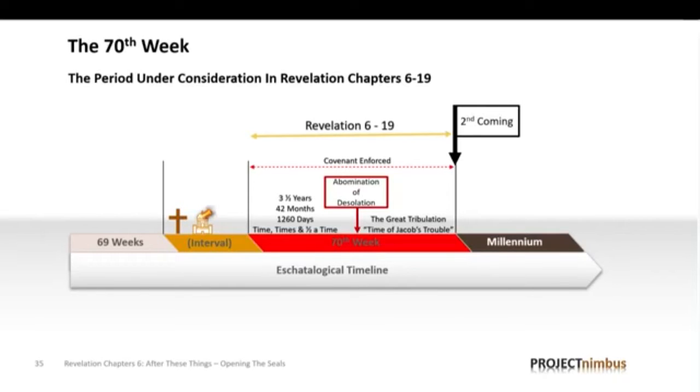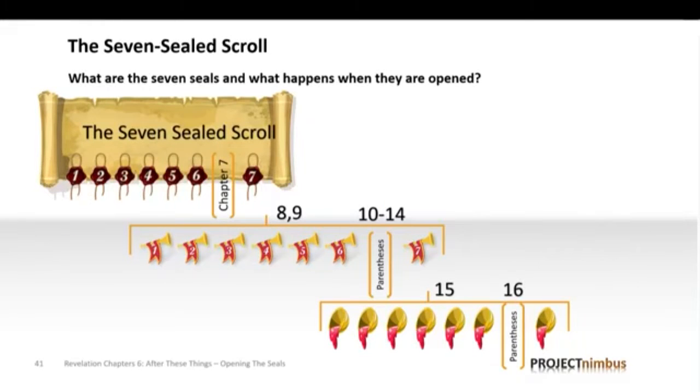But we discussed that the seven sealed scroll is really the first in a series of sevens that take place. And when we get to the trumpets, I'll probably introduce this a bit more. But it's worth noting, and I'm trying to find it here. One second.